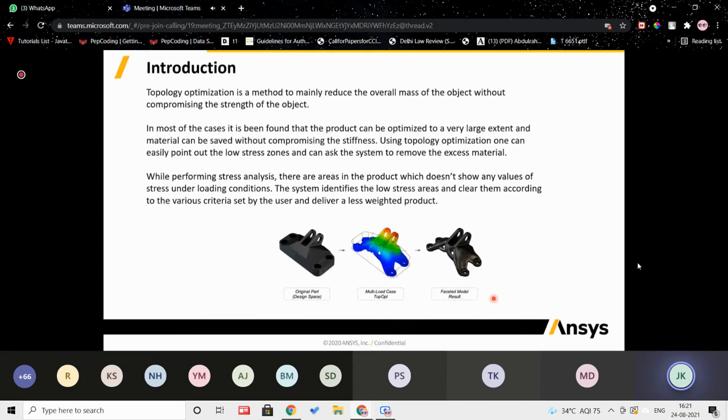So that is one of the main things people do to optimize components. They will mainly redistribute the materials or remove the materials with the aim of improving the structural stiffness and reducing the manufacturing cost.